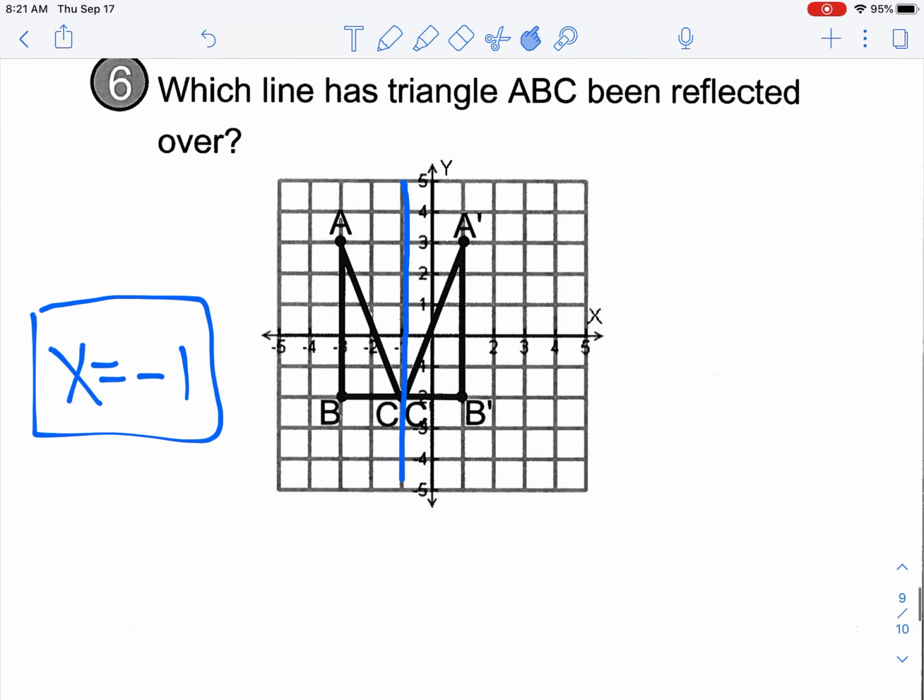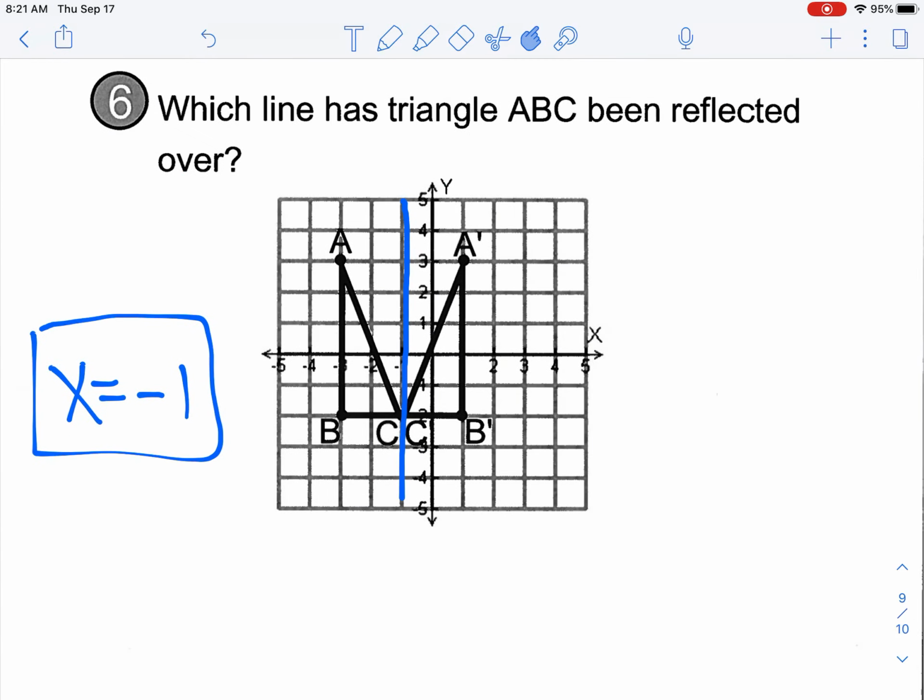That brings us to the end of reflections. Again, highlight your line, count how far away, and then flip the figure over it. We'll look at compositions next, but for right now, we're going to do some practice with reflections.